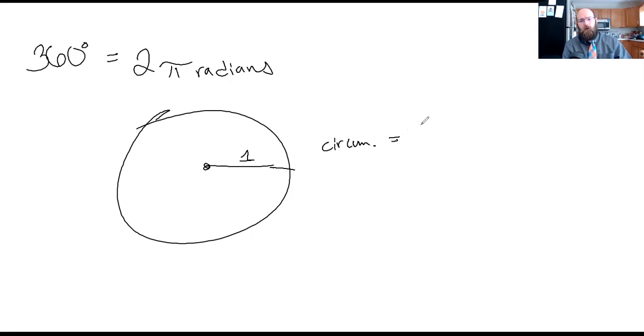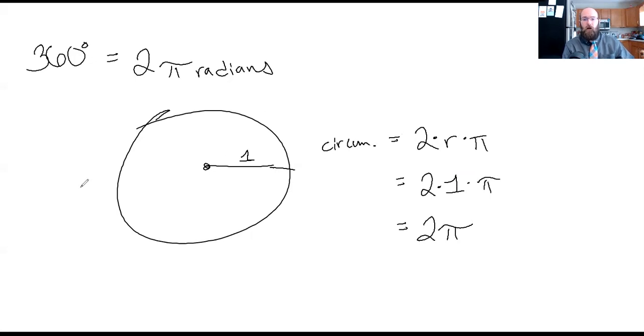Circumference comes from 2 times my radius times pi. It's also diameter times pi, but I don't know the diameter, right? So let's use it based on a radius. And our radius being 1, 2 times 1 times pi, so 2 pi. That's my circumference. That's all the way around this circle is going to be 2 pi. We're going to label that in radians, kind of based off of its radius, right?